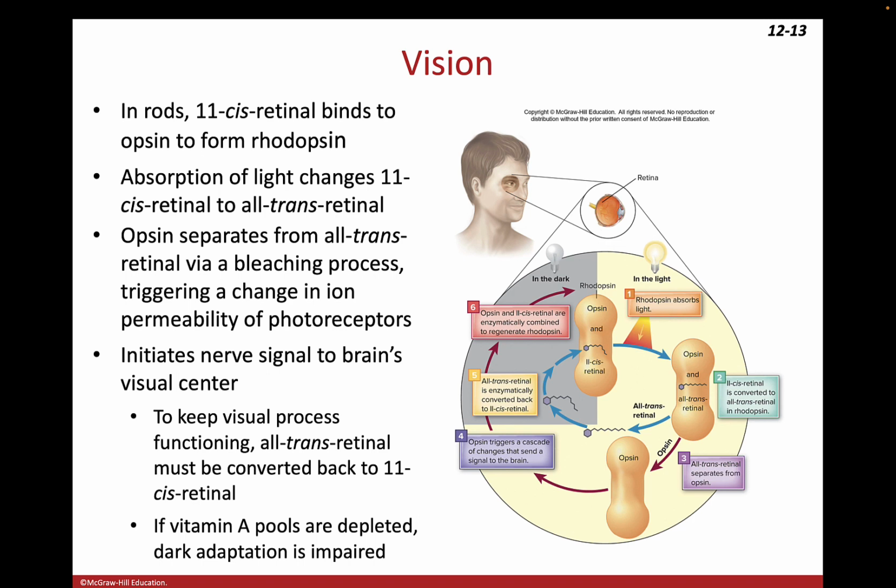Now notice there are two different phases here, some occurring within the light, and those are known as bleaching events, and others taking place within the dark. Now, to keep visual processes functioning, all of that all-trans retinol must be converted back to 11-cis retinol. One of the issues here is if vitamin A pools are depleted, one of the biggest issues is a problem with the adaptation to dark. Hence, we have issues with night vision.